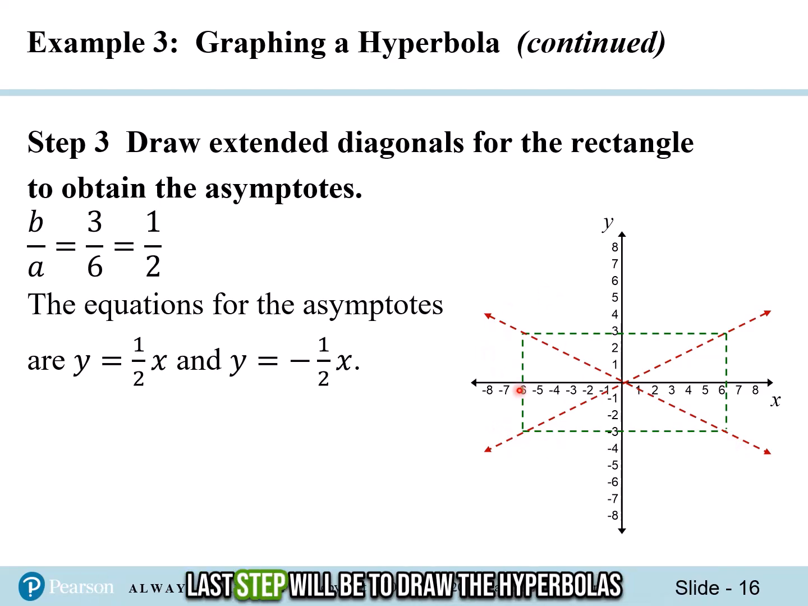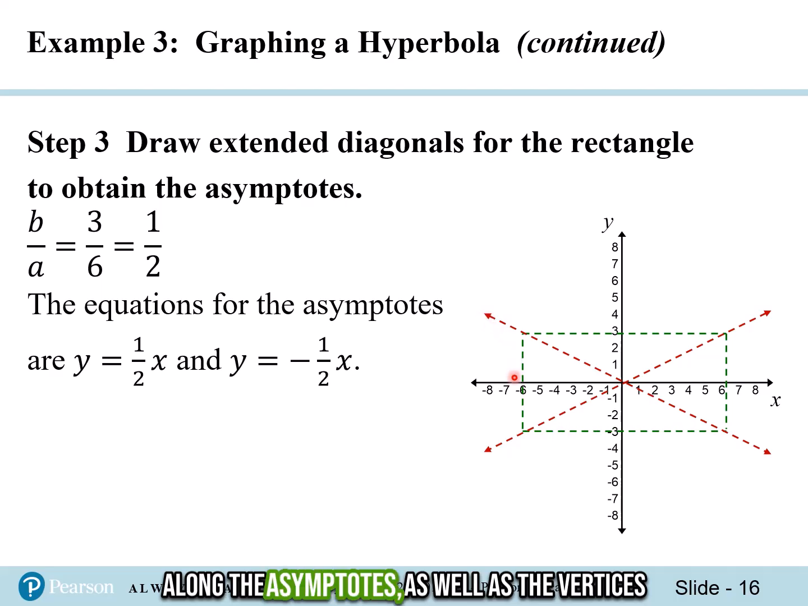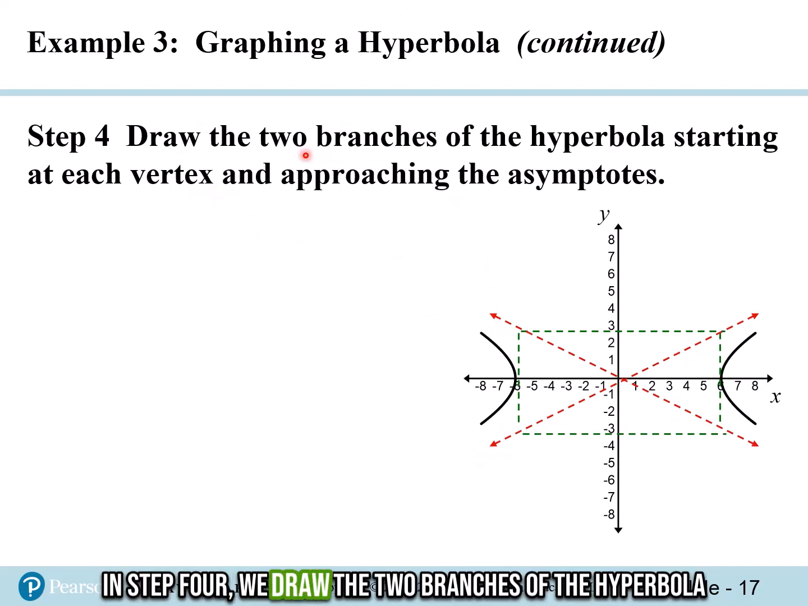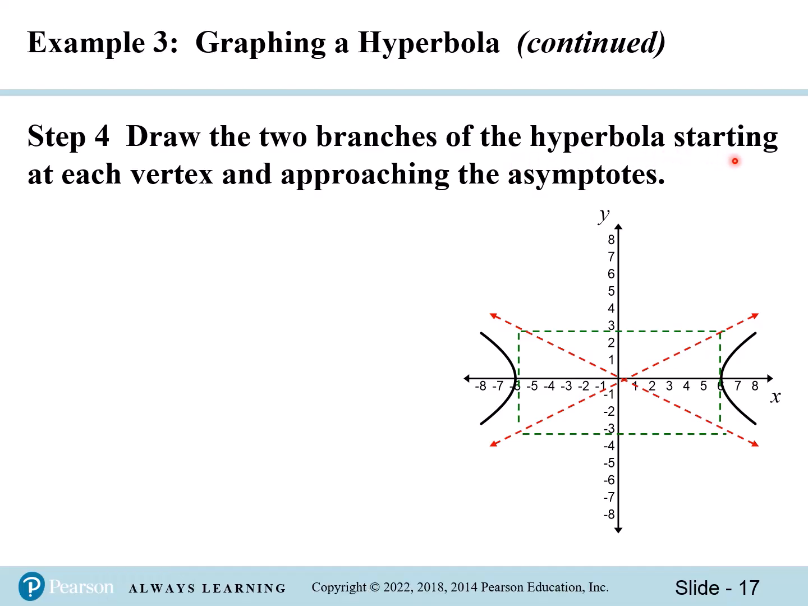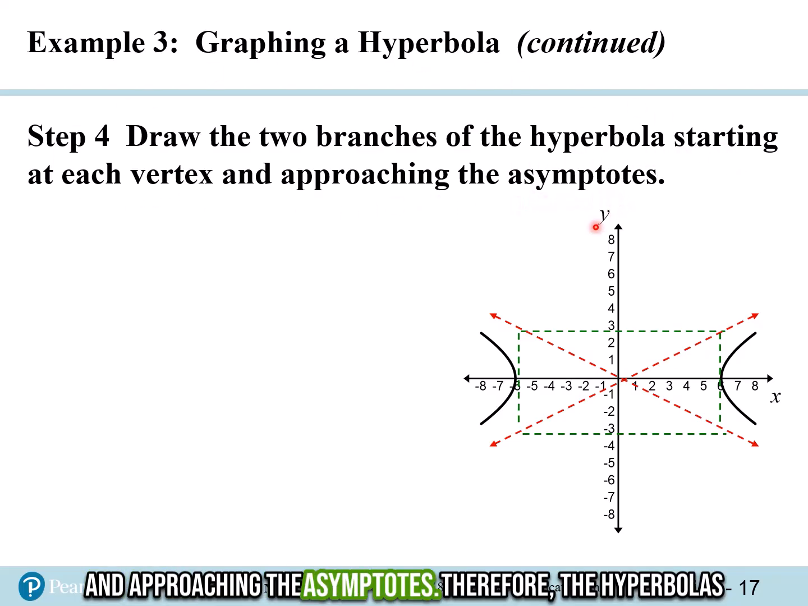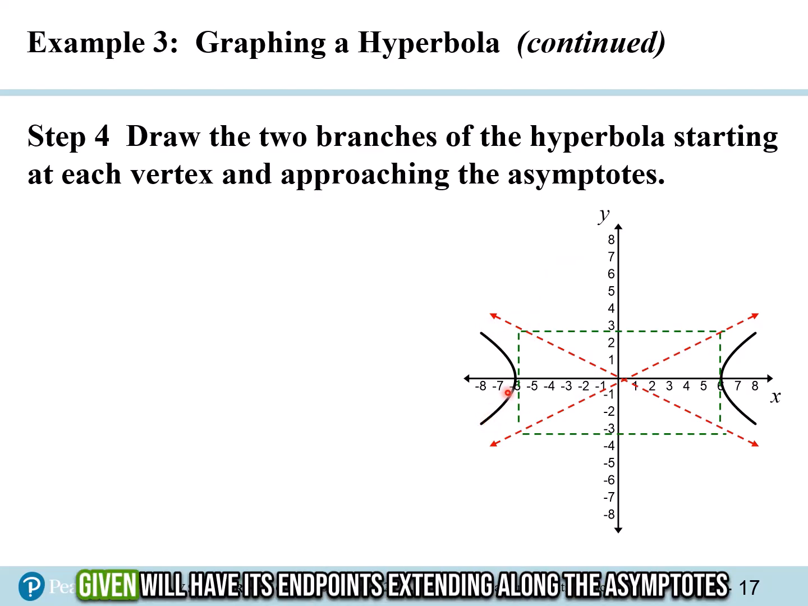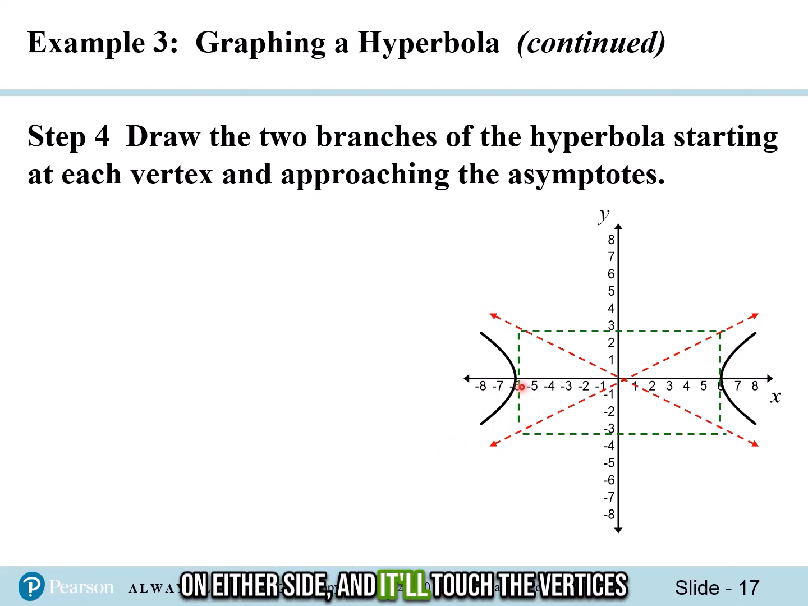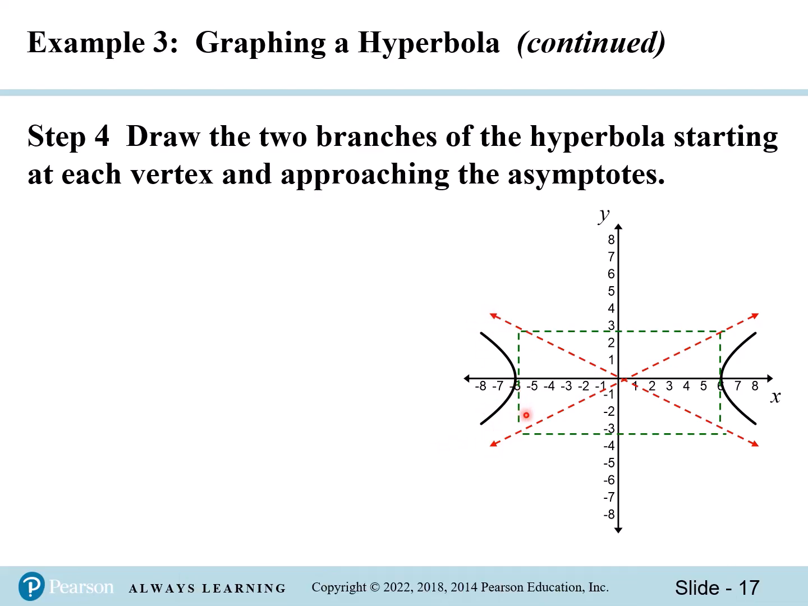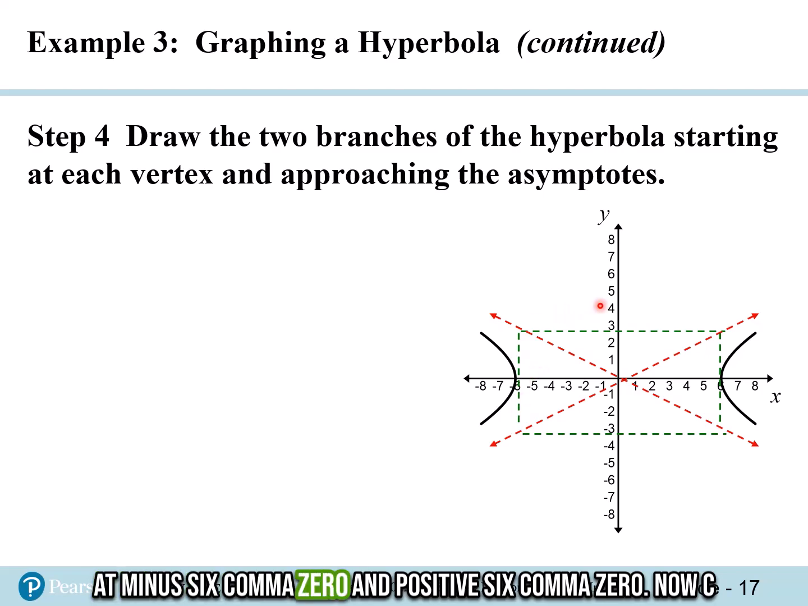The last step will be to draw the hyperbolas along the asymptotes as well as the vertices. In step 4, we draw the two branches of the hyperbola starting at each vertex and approaching the asymptotes. Therefore, the hyperbola given will have its endpoints extending along the asymptotes on either side, and it'll touch the vertices at minus 6, 0 and positive 6, 0.